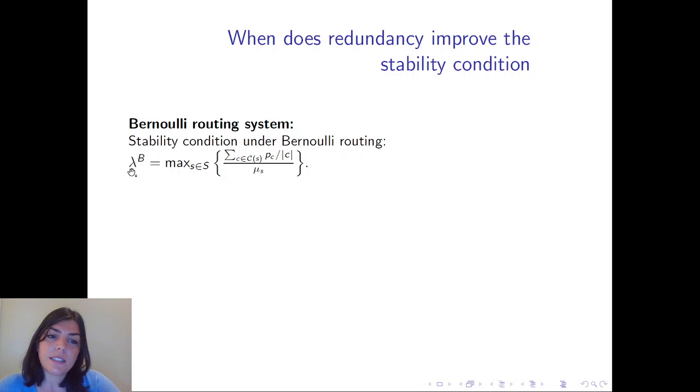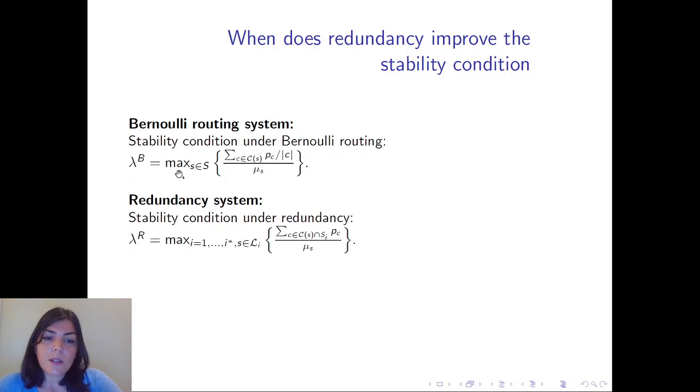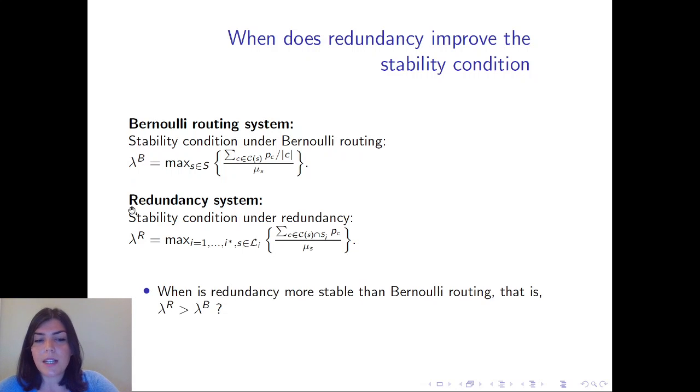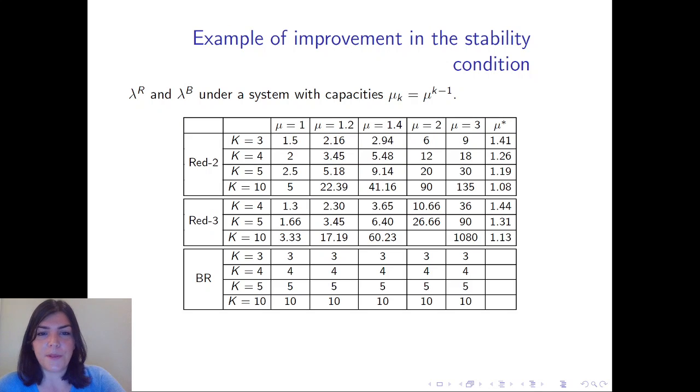And we have that the stability condition is characterized by the maximum load in these servers. Then we call by lambda R the stability condition under redundancy, which is given by the maximum load among the different stability conditions that we obtained before. And now we are interested in analyzing when the stability condition under redundancy is larger than that under Bernoulli routing. And to do so, we are going to look at the following example.